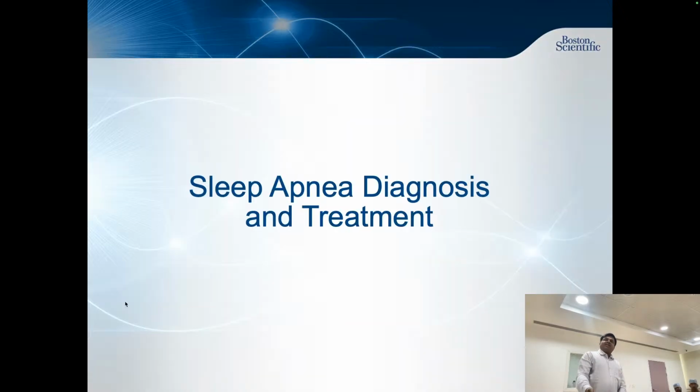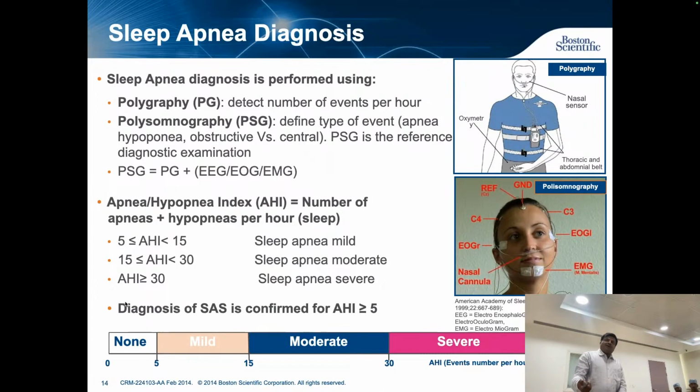So this is the diagnosis of sleep apnea. How do people normally diagnose it? There is a variety of machinery available. These are the two varieties of things, and they will identify this.